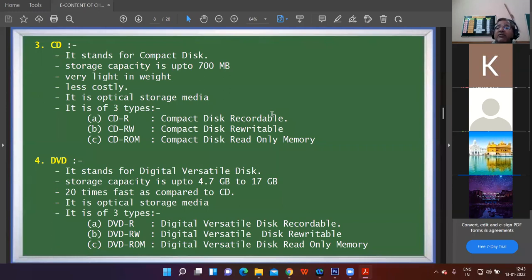Now comes another device that is called DVD. Beta, DVD ki storage capacity CD se zyada hai. A DVD can store 4 digital movies at one time. The storage capacity ranges from 4.7 GB to 17 GB, much more as compared to a normal CD. DVD is also of three types: DVD-R, digital versatile disc recordable; DVD-RW, digital versatile disc rewritable; and DVD-ROM, digital versatile disc read only memory. Clear?